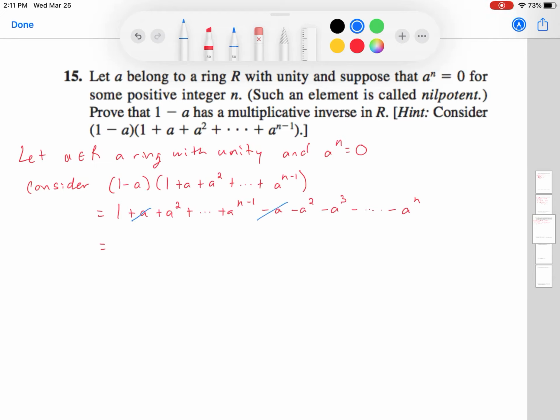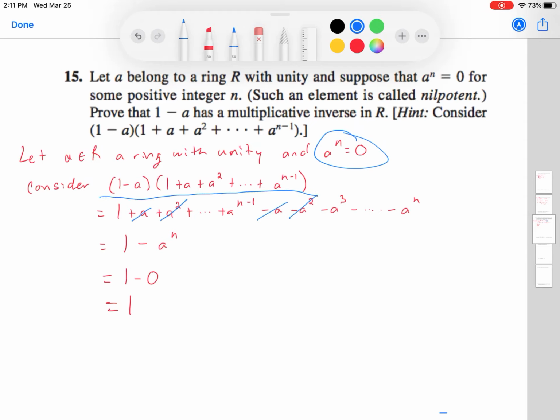And then we would see that a lot of canceling can happen, right? We have a positive a cancel with the negative a. Positive a squared, negative a squared. And we can do a whole bunch of canceling. We're going to see everything cancels except for 1 and minus a to the n. Now, we know that a to the n equals 0. So this is equal to 1 minus 0, which is really just 1.